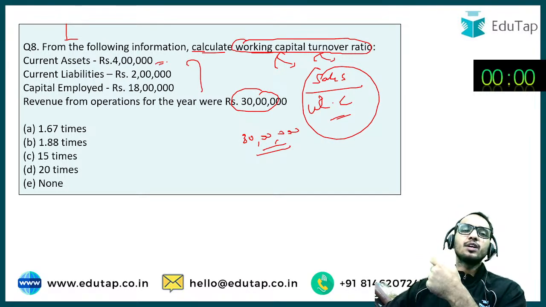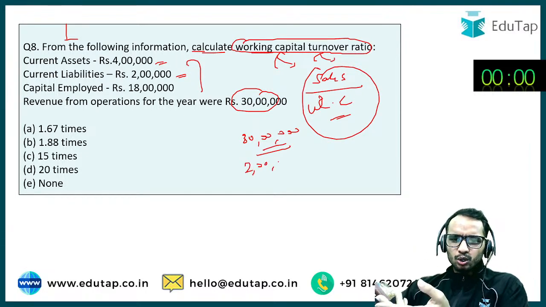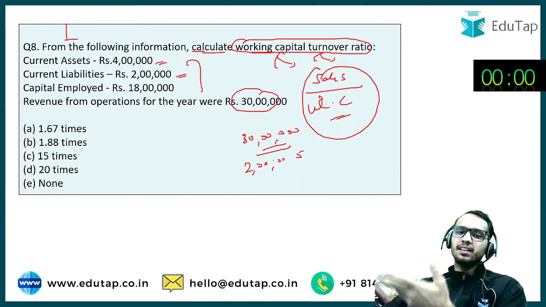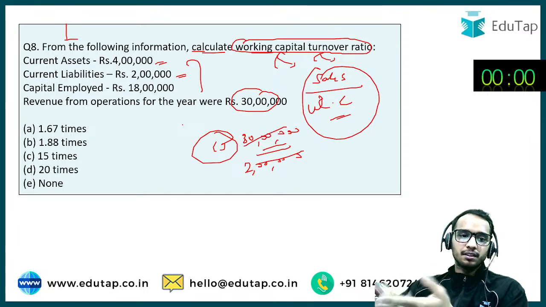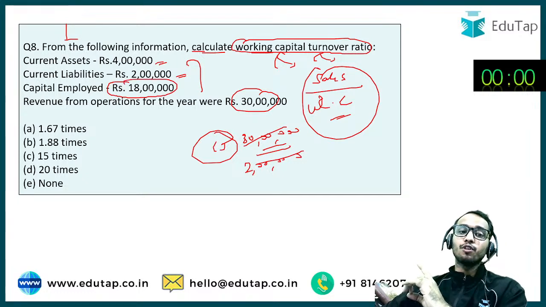Current asset is given to you, 4 lakh. Current liability is given to you, 2 lakh. So current asset minus current liability is your working capital. That becomes 2 lakh. Very, very easy question. 30 lakh divided by 2 lakh is 15. Easy calculation. Okay? Now you have also been given additional information of 18 lakh.